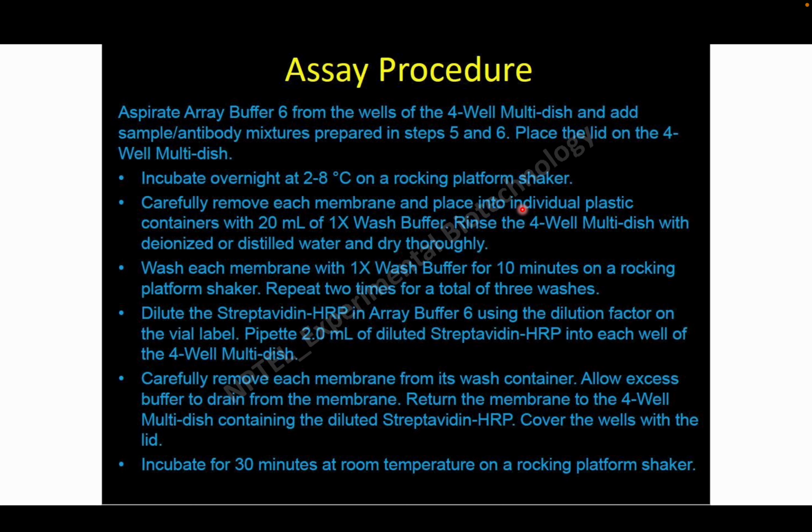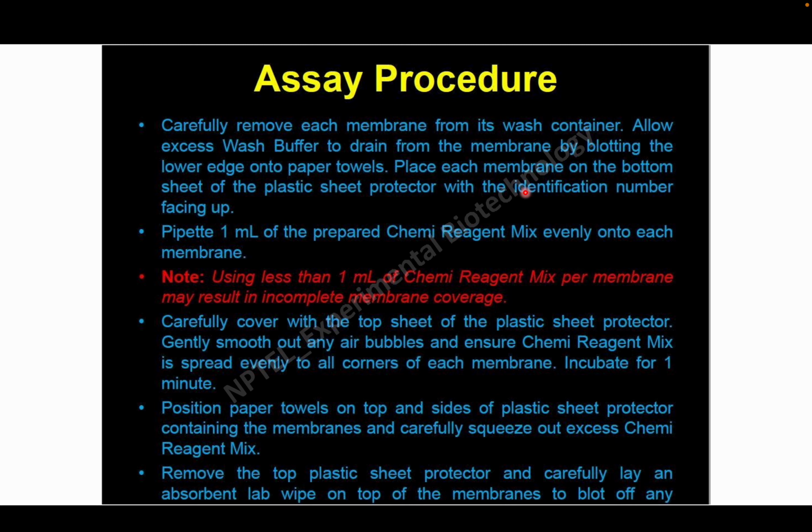Carefully remove each membrane and place it into an individual plastic container with 20 ml of 1x wash buffer. Wash each membrane with 1x wash buffer for 10 minutes on a rocking platform shaker. Repeat 2 times for a total of 3 washes. Dilute the streptavidin HRP in array buffer. Carefully remove each membrane from its wash container and allow excess buffer to drain from the membrane. Return the membrane to the 4-well multi-dish containing the diluted streptavidin HRP, and then incubate at room temperature.